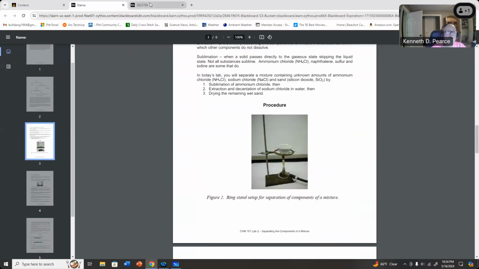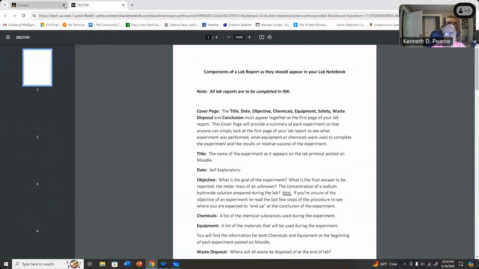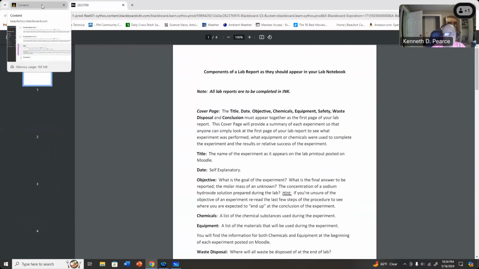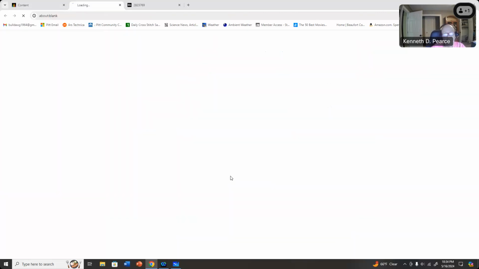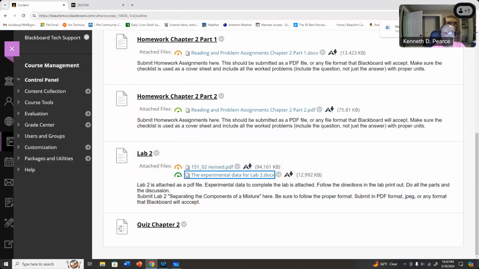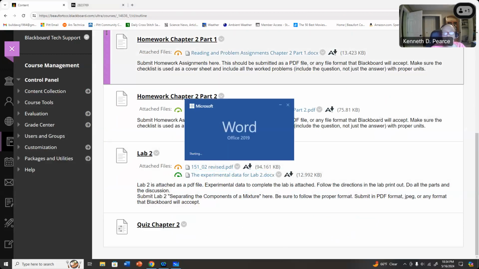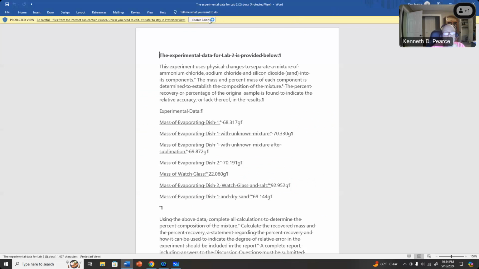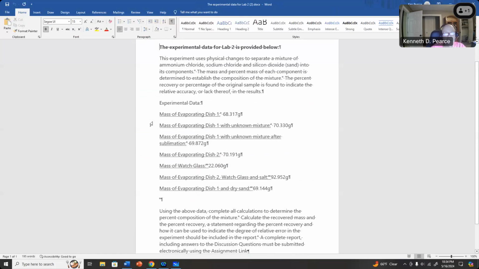Okay. So the thing is here, though, if you look, I'm going to go back on this. From lab 2 on, you have the experimental data. And it downloaded it. Let me go ahead and grab it off of here because we're almost done. And experimental data. Here it is. And it says mass of the evaporating dish. That's what you got. 68.317, you got to subtract off everything.